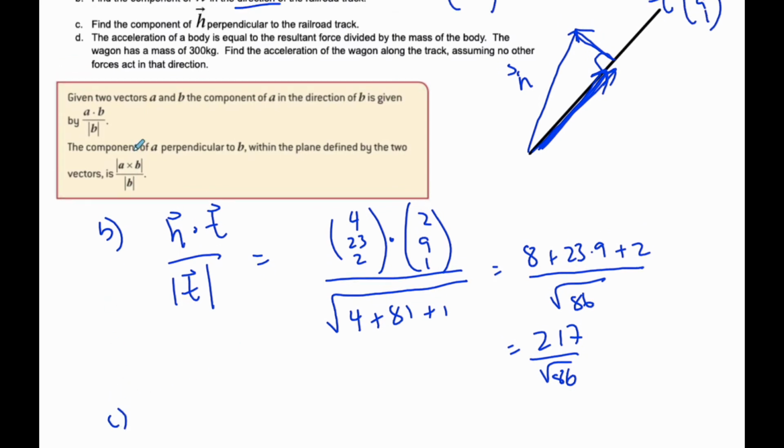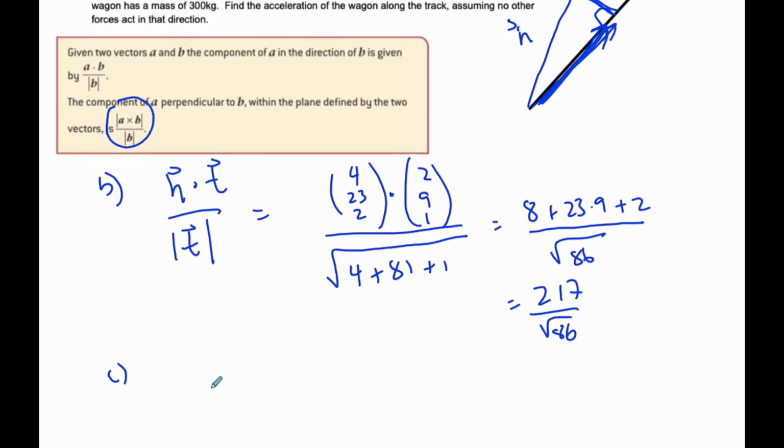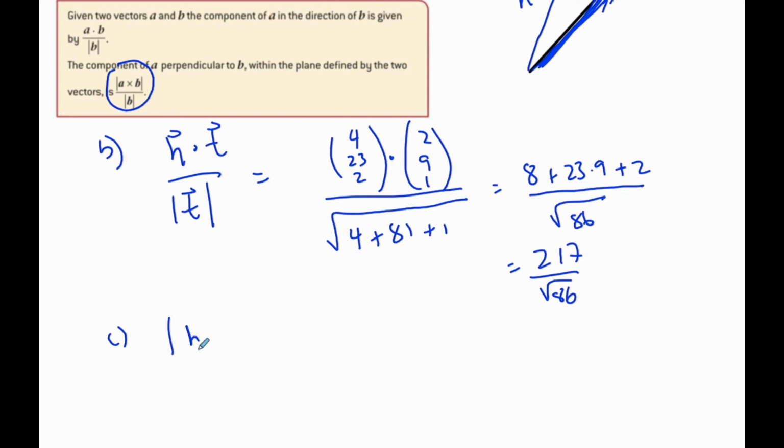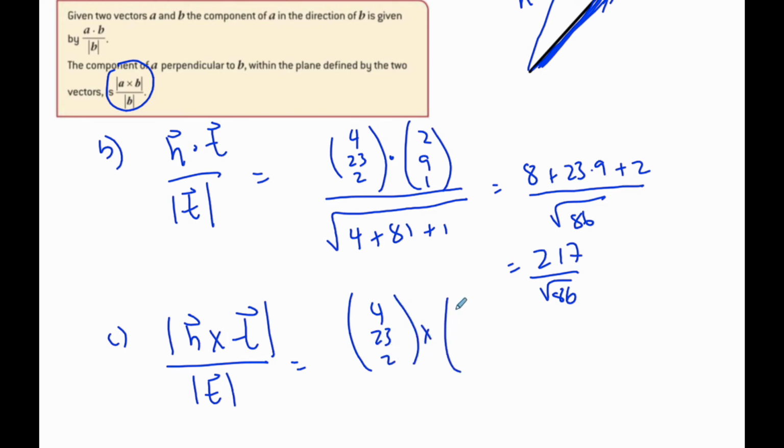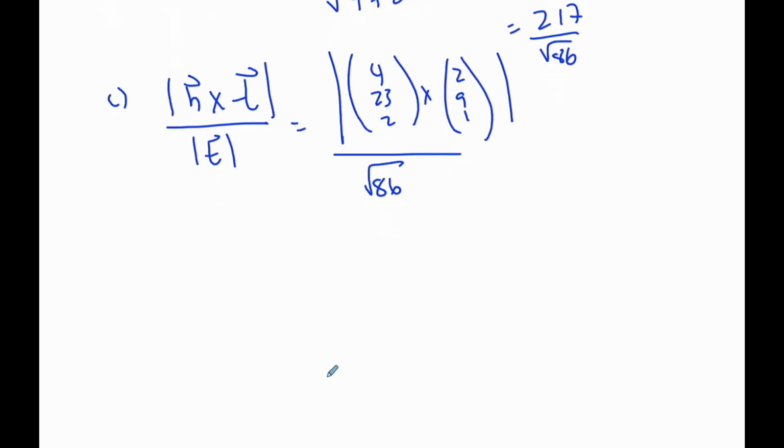C part then says find the component of H perpendicular to the railroad track. That's this one here, which is going to be this formula in this case. So now I want the magnitude of the cross product of H and T over the magnitude of T again. Well, now I have 4, 23, 2 cross 2, 9, 1, and I want the magnitude of that over the magnitude of T, which is still the square root of 86.